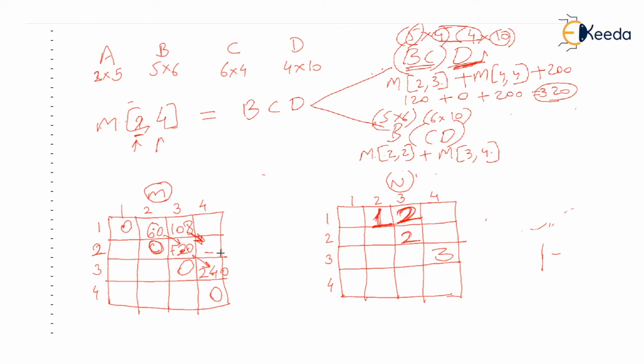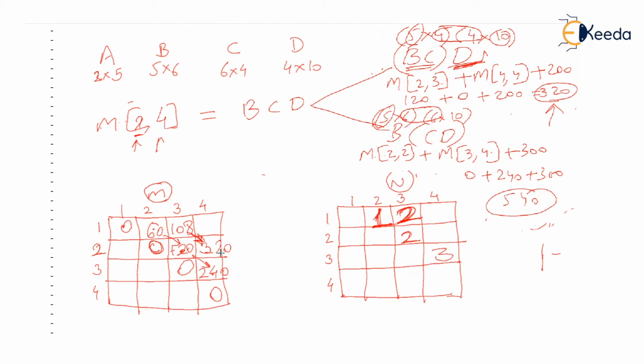So the number of multiplications needed will be 5 into 6, that is 30, into 10, that is 300, isn't it? 300. So the number of multiplications, listen, M22 is anyway 0, plus M34 is 240, we have found that, plus 300, which will be 540. Now, obviously, this 320 is minimum, and you say the best way to multiply BCD is to first take B into C and then multiply it with D. So this element is going to be 320, which we were finding, 2 to 4.